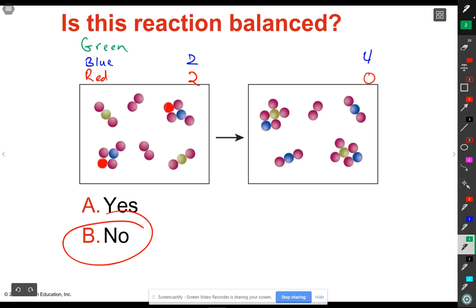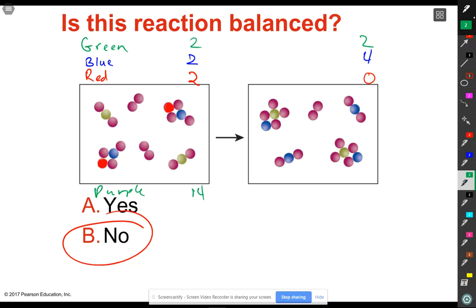Why did that not stay? And then if I look at the purples, there's 1, 2, 3, 4, 5, 6, 7, 8, 9, 10, 11, 12, 13, 14 purple. How many on this side? 13 on the other side. And so 2, 4, 6, 8, 10, 12, 14. No, it's 14. So the number of atoms was the same on both sides, but they were different types, so it's not balanced.